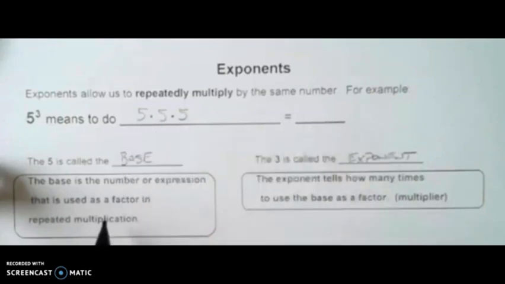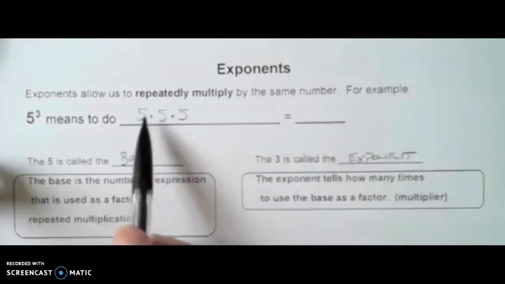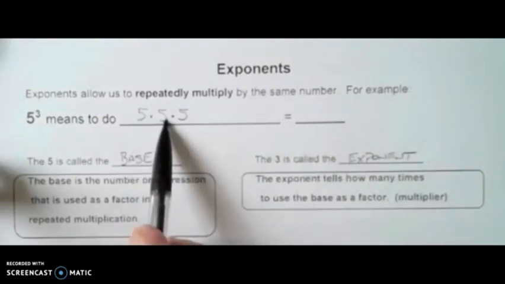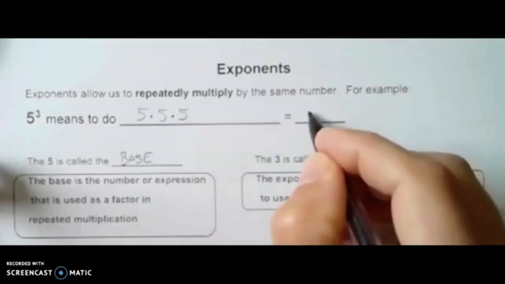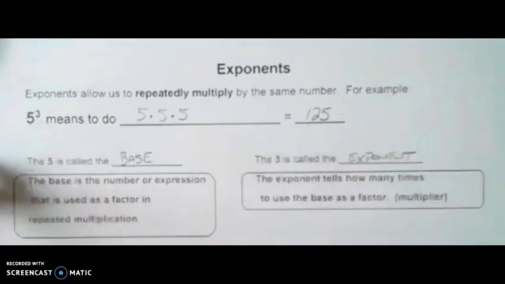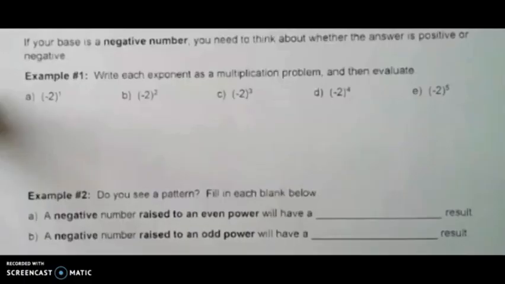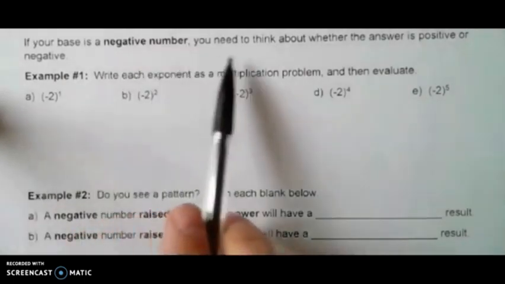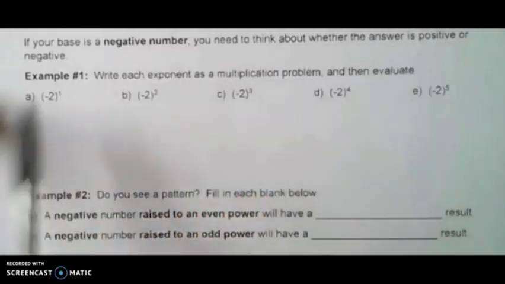Now we're going to evaluate and see how much that is. 5 times 5 is 25, and 25 times 5 is 125. So 5 to the third power is equal to 125. This was a positive number. If your base is a negative number, then you need to think about whether the answer will be a positive number or a negative number.